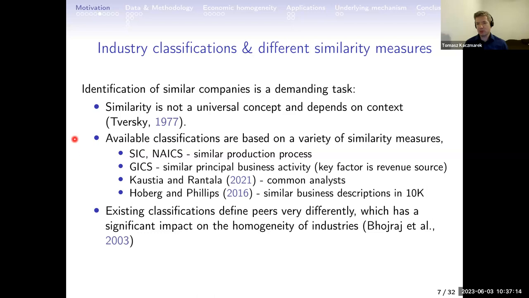And when we bring this problem to finance, we can see that we have different approaches to create industry classifications, and they all rely on different measures of similarity. So with SIC or NAICS, the similarity is the production process. With the Global Industry Classification Standard, the similarity is based on the principal business activity. So the key factor is in fact the revenue source. And we have also some alternatives like Kaustia and Rantala.